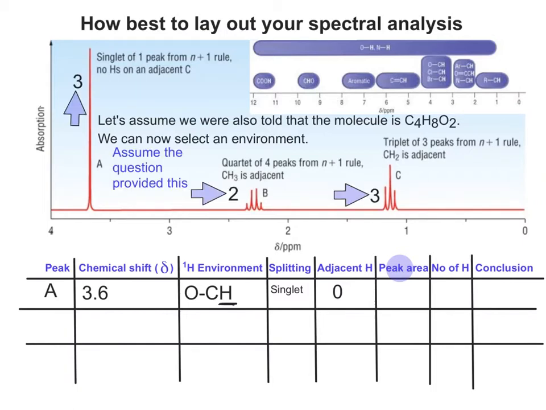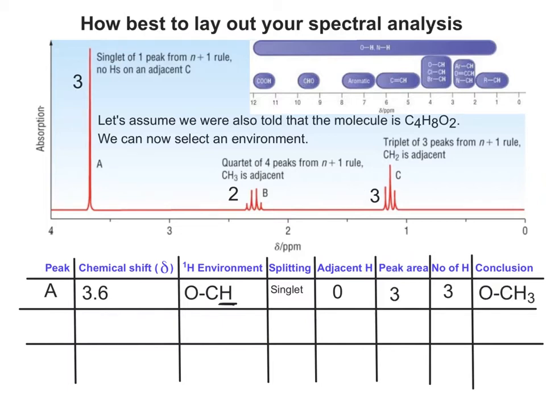So if we assume the question provided this information, have a number printed next to the actual peak, or somehow they would tell you what the number of hydrogens would be. So normally they print a number next to the peak. So assume they've done that. We can now put in the rest of that row, because the peak area represents the number of hydrogens that are present, which now means we can say it's not just OCH, we can say it's OCH3. Let's do peak B now.